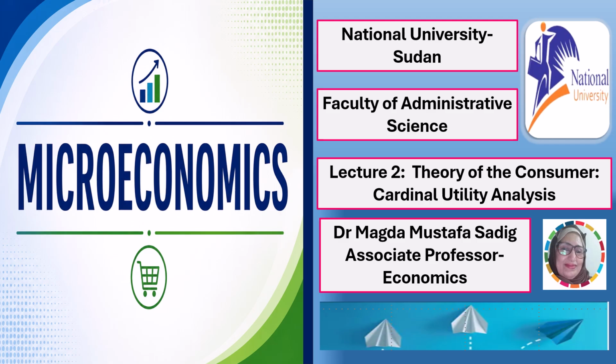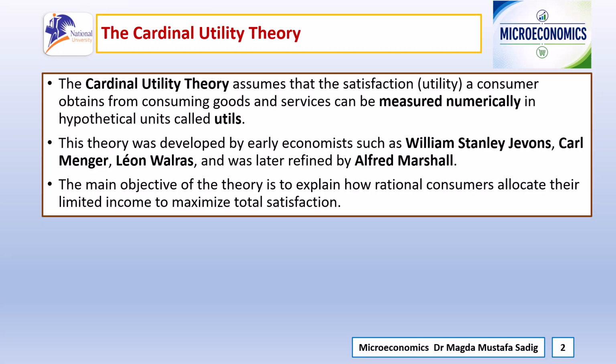In our previous lecture, we introduced the field of microeconomics and discussed how consumers and producers make decisions in markets. Today, we move one step further by studying one of the earliest and most influential theories of microeconomics: the Cardinal Utility Theory.